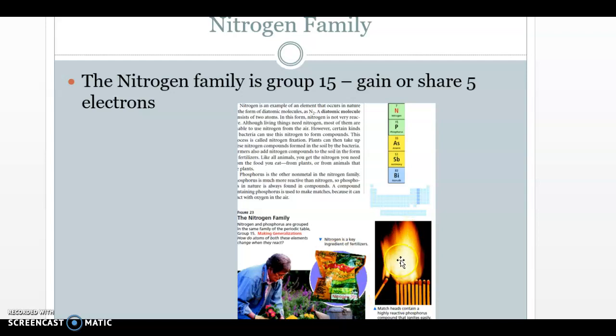Phosphorus, if you've ever lit a match before, phosphorus is a big part of that compound that basically helps to light the match, the tip of that. So those are a couple uses for those two particular elements.